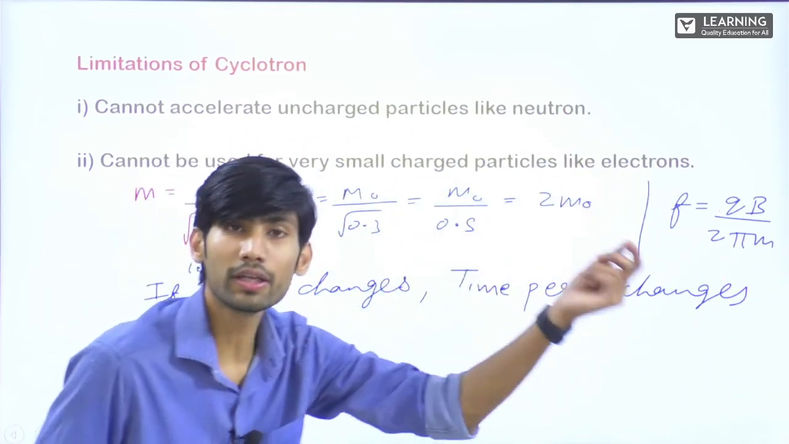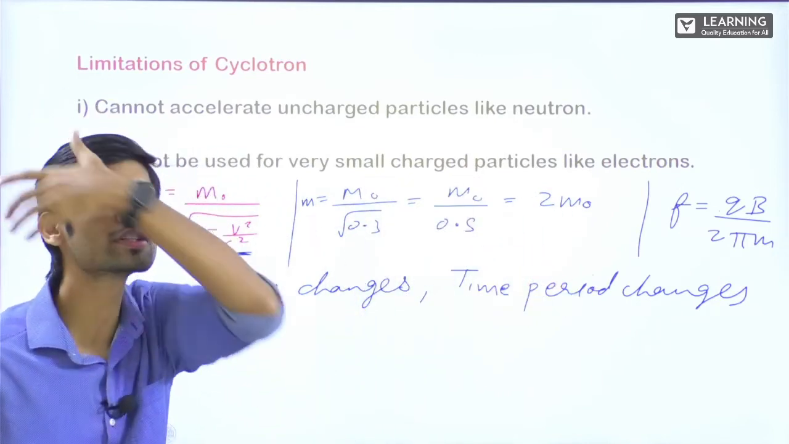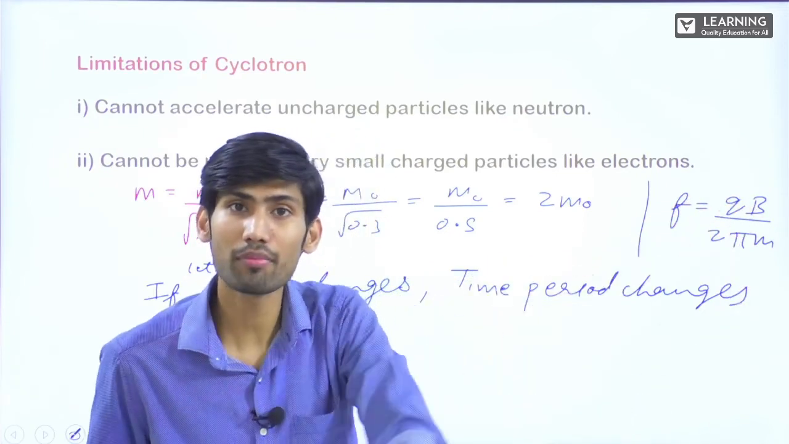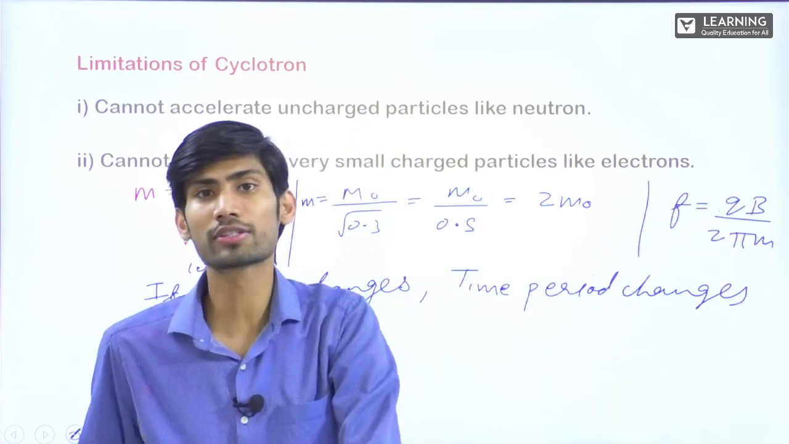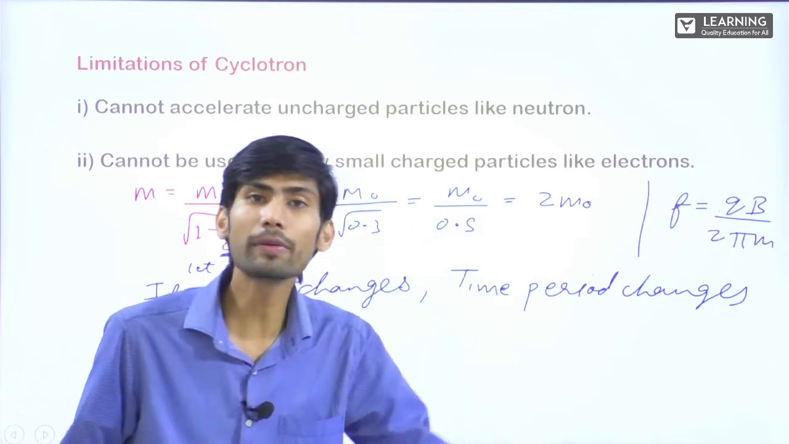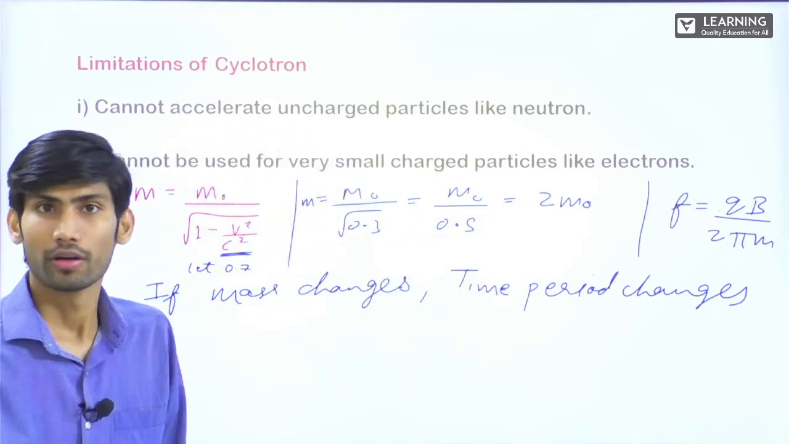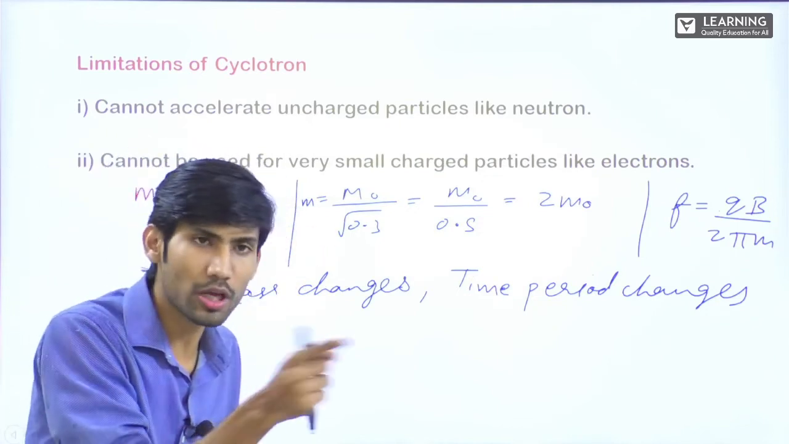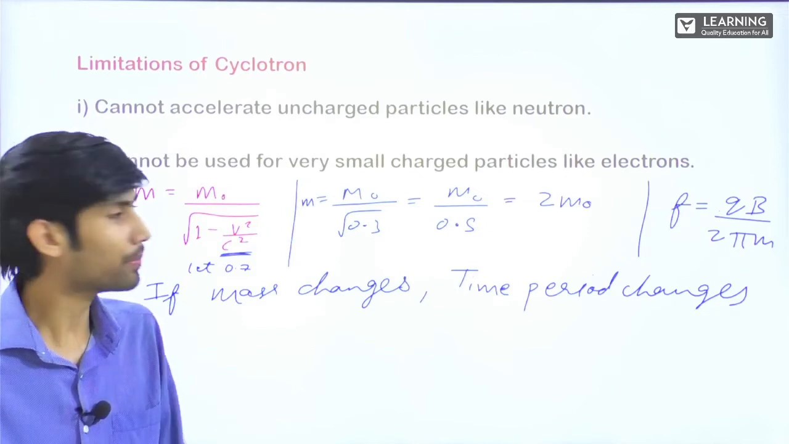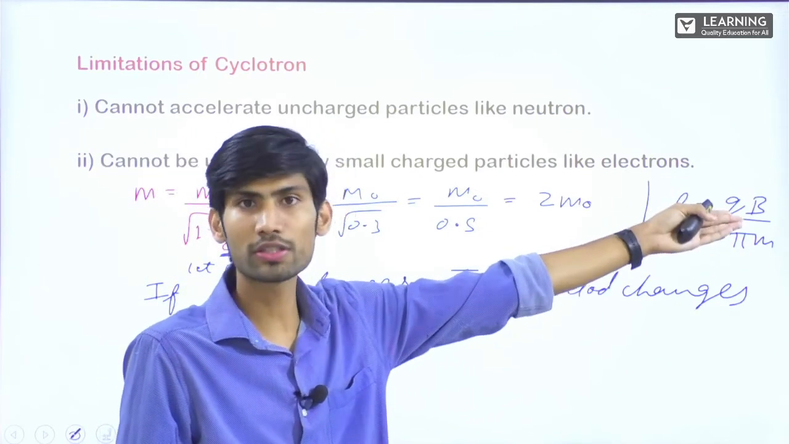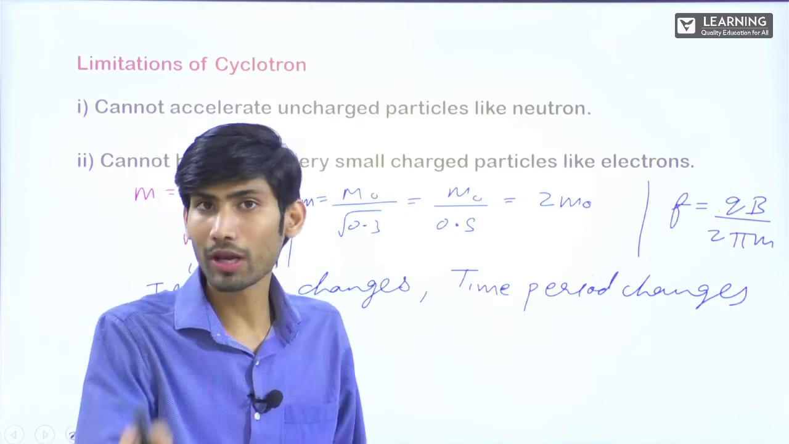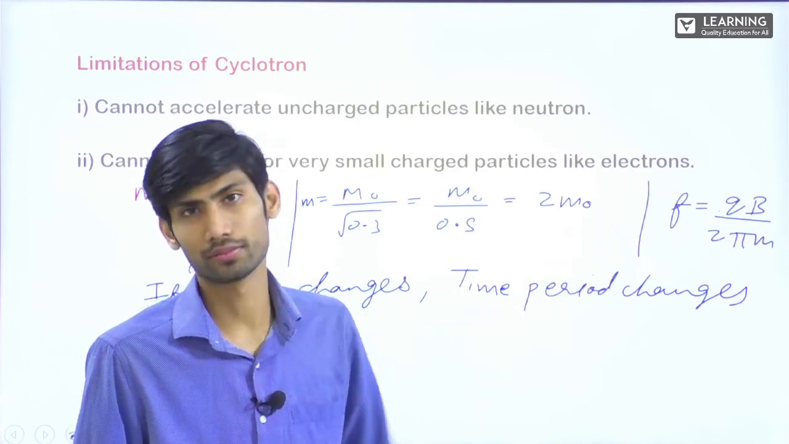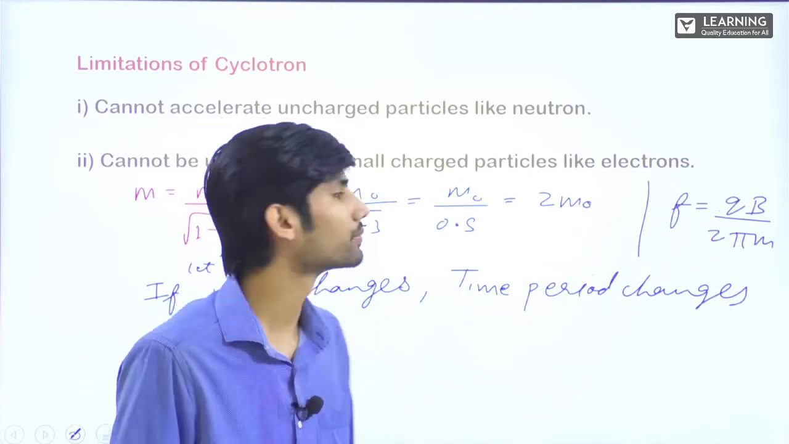But in the middle only, the charge's mass has changed because of the change in velocity. The frequency of the oscillator remains the same, but the frequency of the charge changed, because of which the charge will not be in sync with the oscillator. We have set the oscillator in such a way that once the charge does a half circle and comes out of the D, the polarity should change. But now the time period or the frequency of the charge is changing. The polarity will not match the moment it comes out. It will not be in sync.